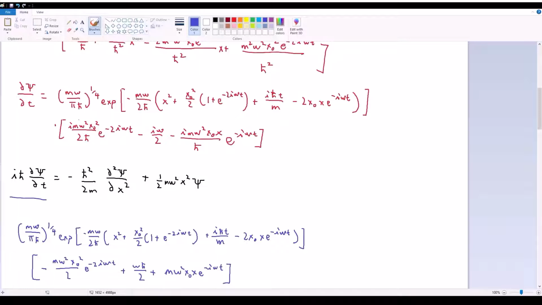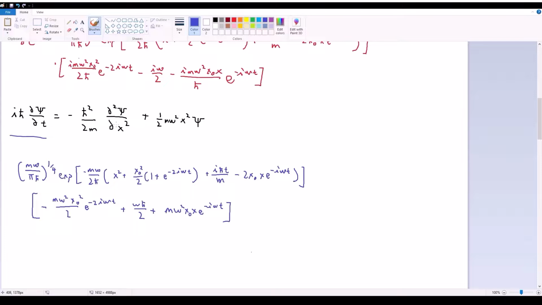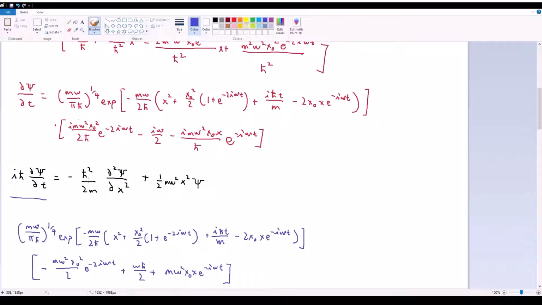And let me just double check that this is in fact correct. M omega squared x naught e to the negative i omega t minus m omega squared x naught squared e to the negative 2i omega t over 2. Okay, yeah, that's correct. Next thing is going to be this expression over here. So this one's a little bit harder, so let's do that separately.